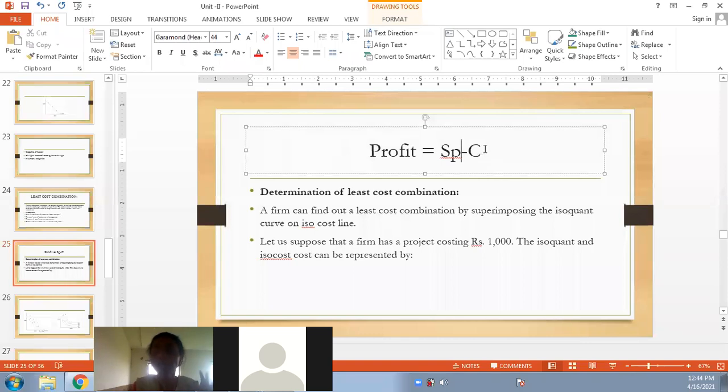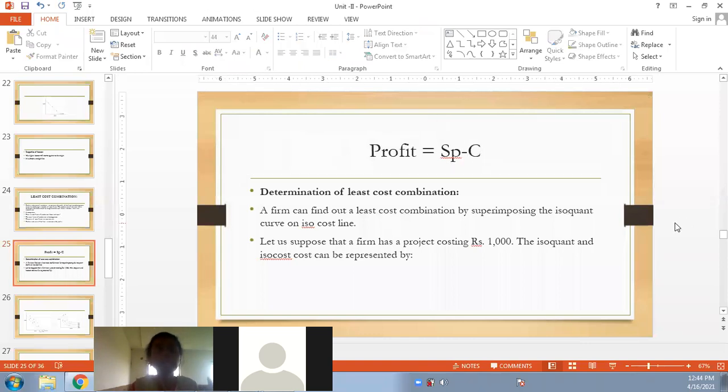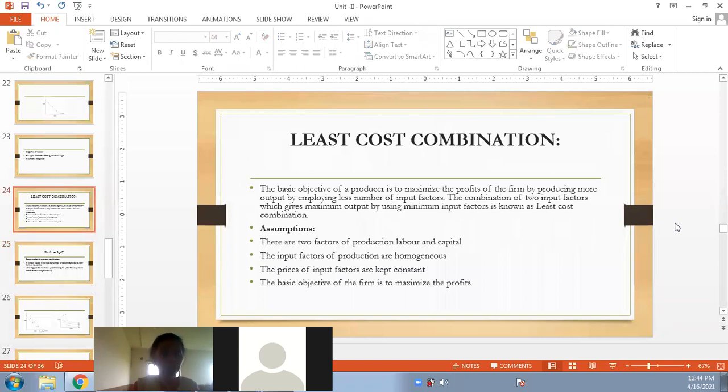How can we reduce the cost of production? That is by using a least cost combination. How can we reduce the cost of a project? In order to reduce the cost of a project, we will use the concept of least cost combination. Now, under this least cost combination, what happens? How will we find out the least cost combination?